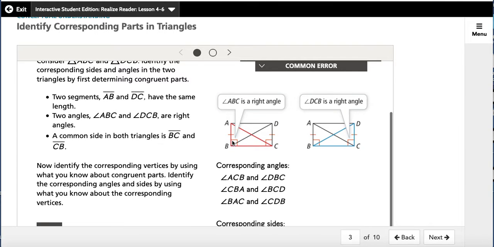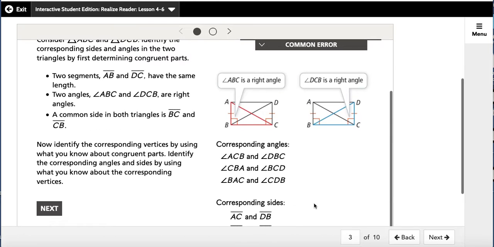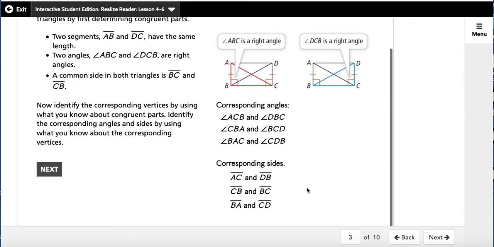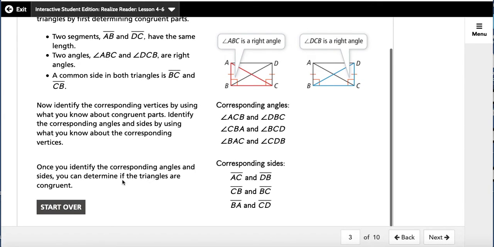So since we know angle ABC is congruent to DCB, we can just work our way around. This angle up here is larger than that one there, so we have to match up with the larger one of these two, and so on and so forth with the sides. Once you identify the corresponding angles and sides, you can determine if the triangles are congruent.